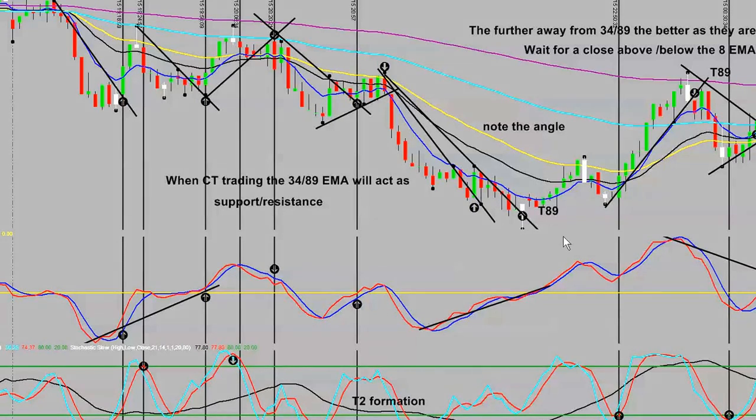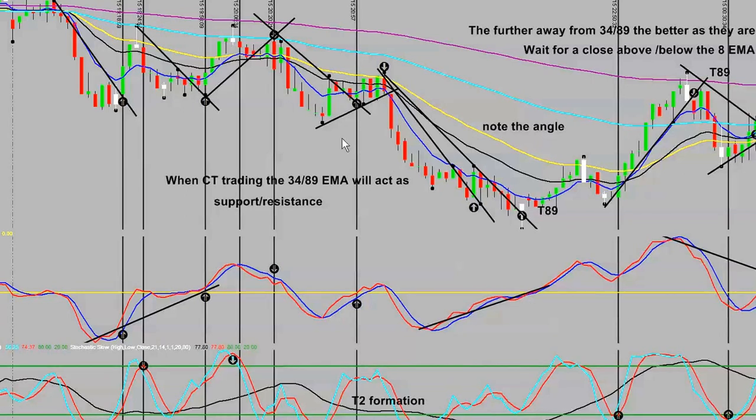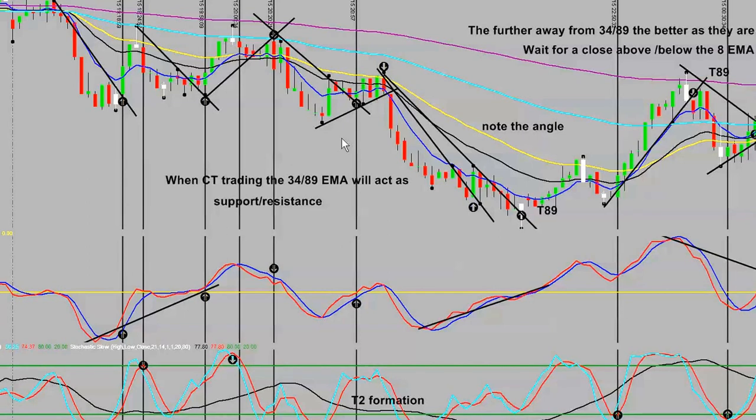Now on video 1, I mentioned that when you're in a strong trend, you want to wait for at least your second trend line break, and even do a wave count.